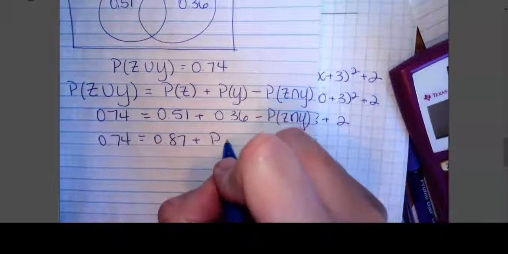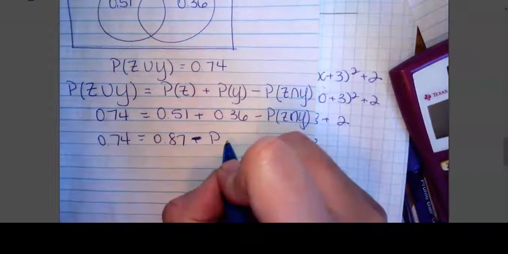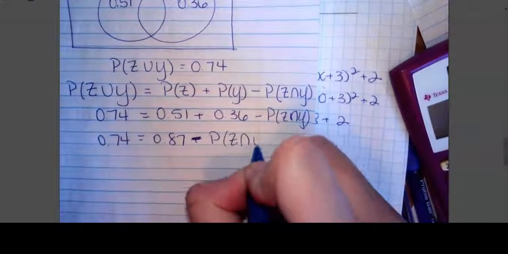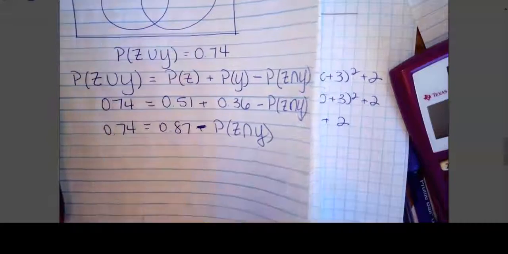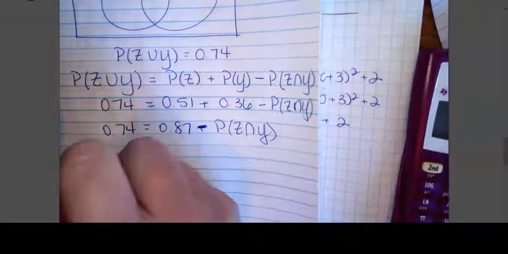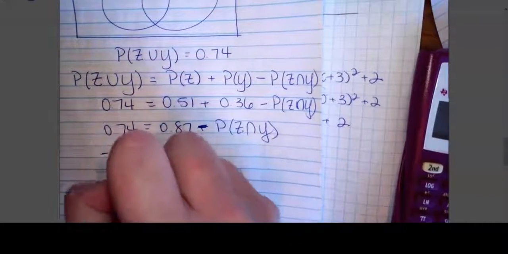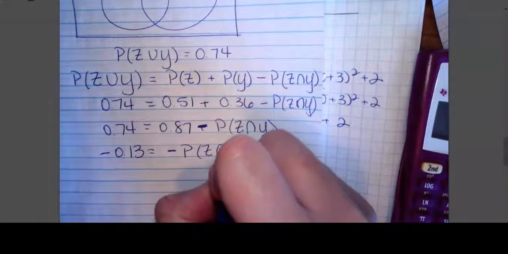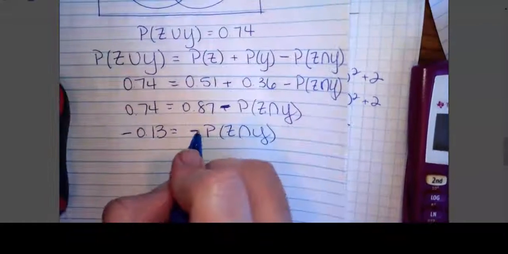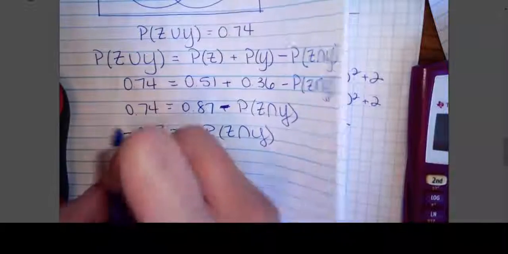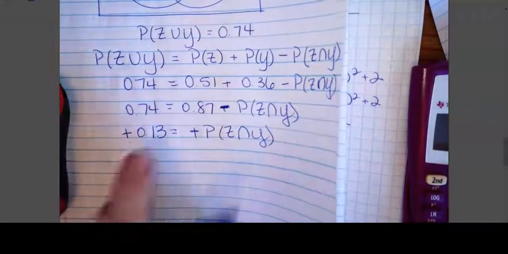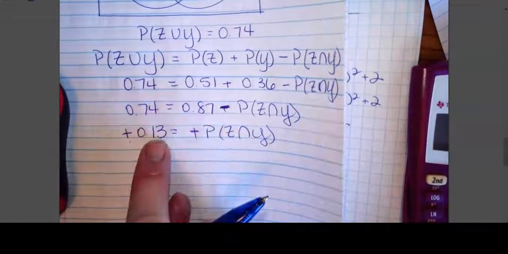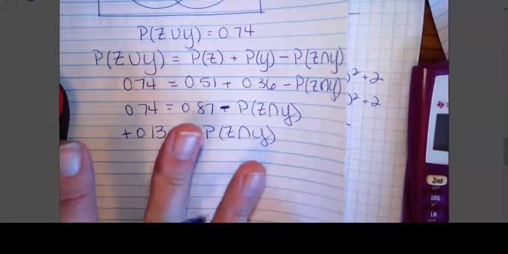Plus the probability, minus the probability of their intersection. Okay, so I'm going to subtract 0.87 from both sides, and I'm going to get negative 0.13 equals negative probability of Z intersect Y, which I don't care about the negative probability, I care about the positive probability. So divide through by -1. I found out that their intersection is 0.13. Okay, so they share 0.13.